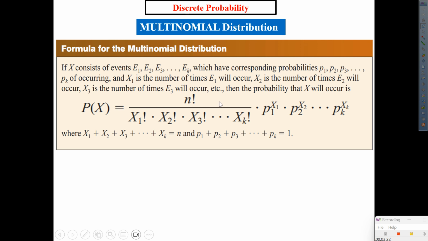P of x equals n factorial over x sub 1 factorial times x sub 2 factorial times x sub 3 factorial, all the way to x sub k factorial, times probability sub 1 to the x sub 1, probability sub 2 to the x sub 2, all the way to probability sub k to the x sub k. The x sub 1, x sub 2, x sub 3 add up to the total n, and P1, P2, P3, all the way to Pk add up to 1 because they're probabilities.